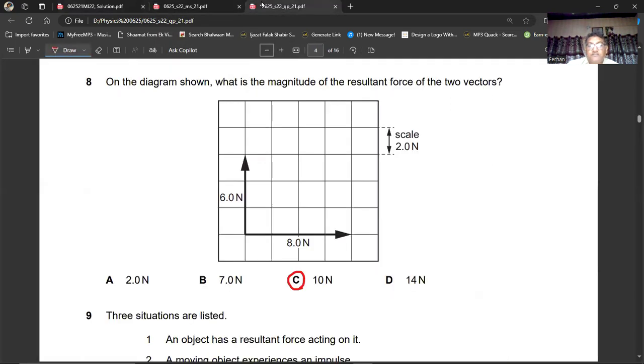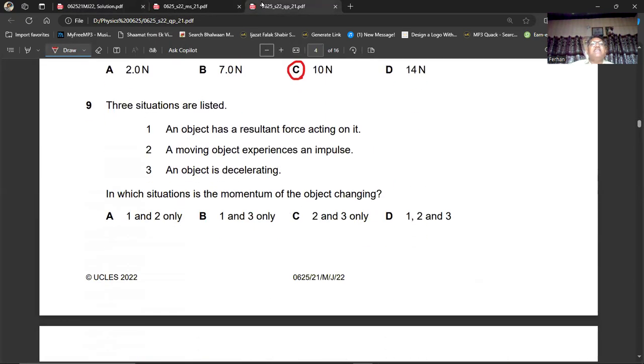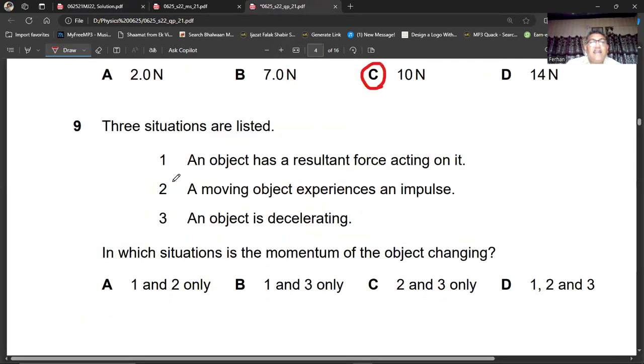Okay. Question number 9. He says, 3 situations are listed. An object has a resultant force acting on it. A moving object experiences an impulse. An object is decelerating. In which situations is the momentum of the object changing?